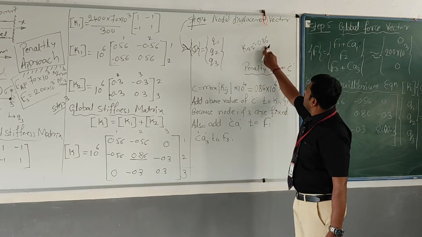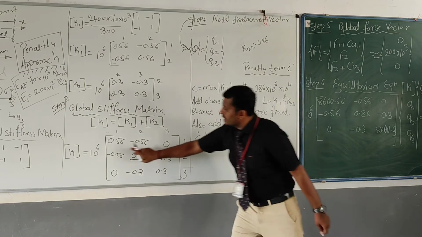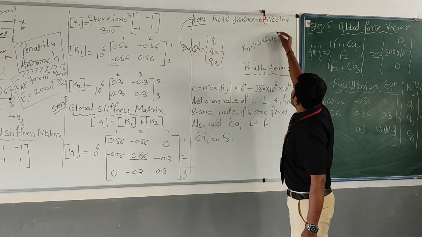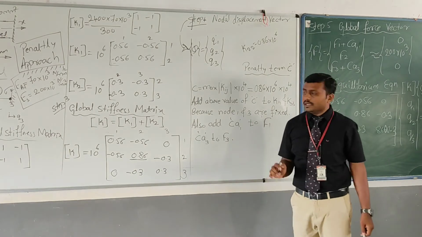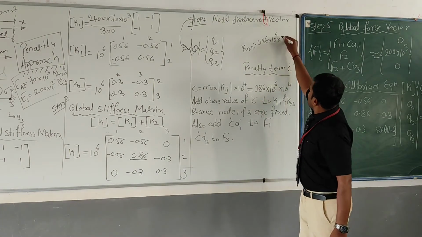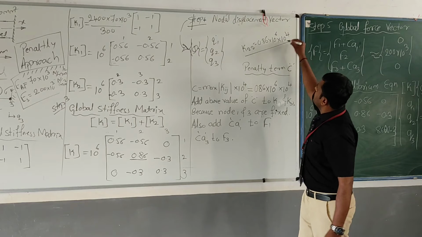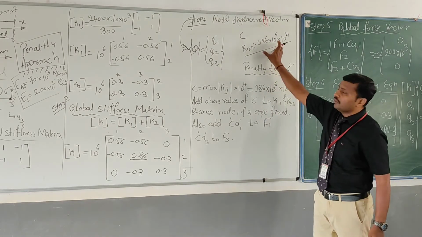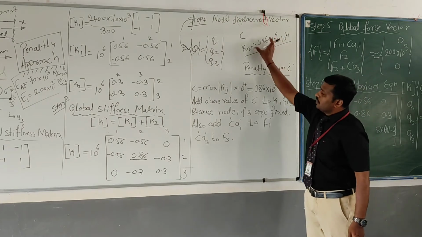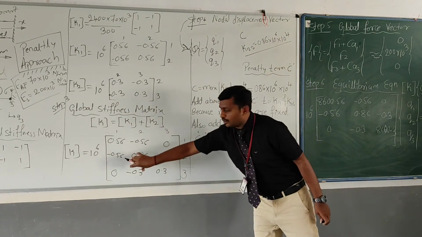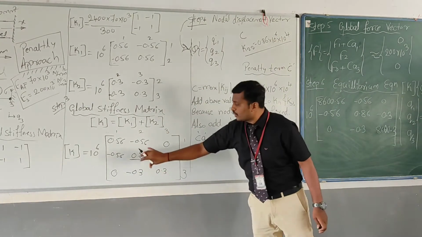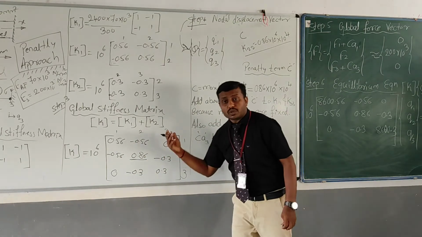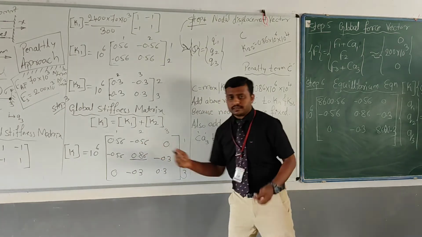It's not only 0.56, outside there is 10 to the power of 6. So the maximum is 0.86 into 10 to the power of 6. Here, multiply by 10 to the power of 4. This is the penalty term C. In this way we have to find it. This term we have to add to this global stiffness matrix. Where do I have to add? Whether I have to add to all the elements or at a particular element, that we will discuss.